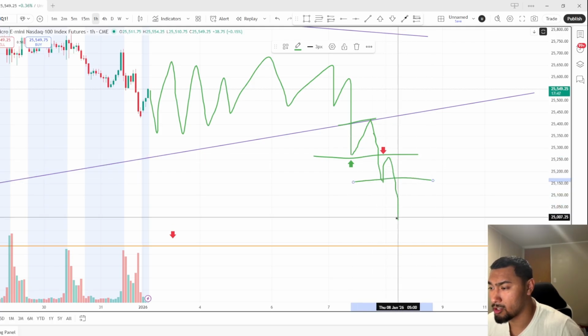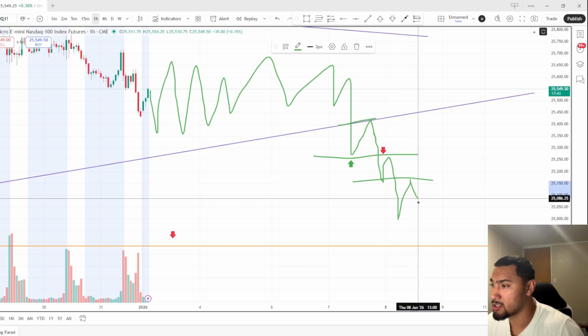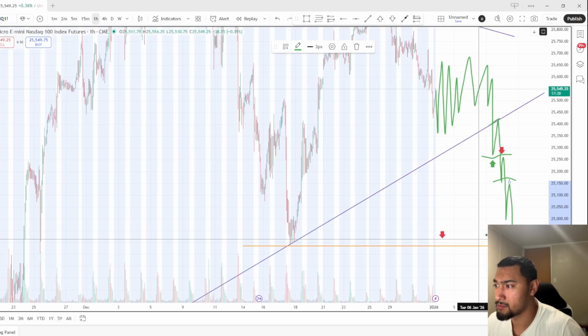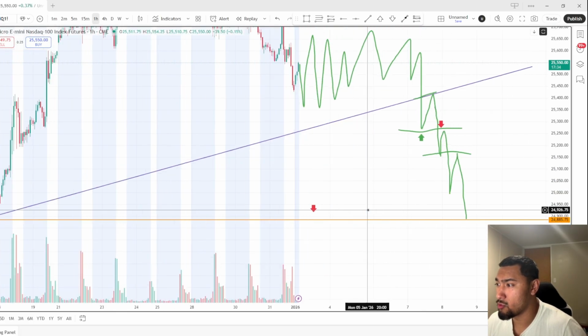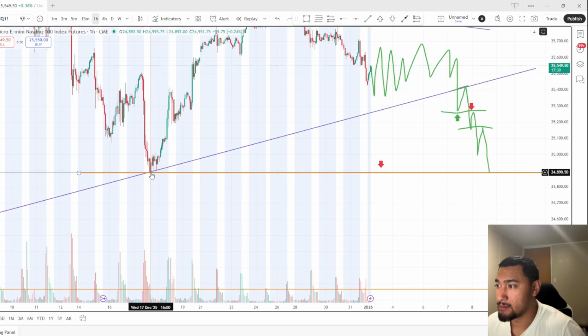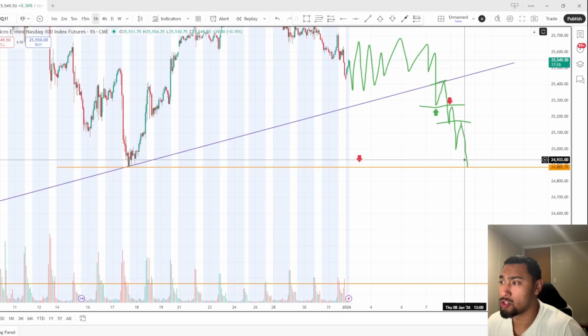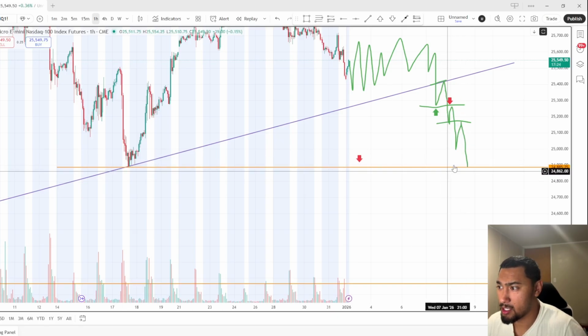Now that creates another low, boom. Come back and short it again. Short it when it comes back up and touches it again, boom. All the way back down to this 24,900 area. Once we get to this 24,900, we need to be all out of puts. We don't need to be in a position at all until we see what happens at this area.